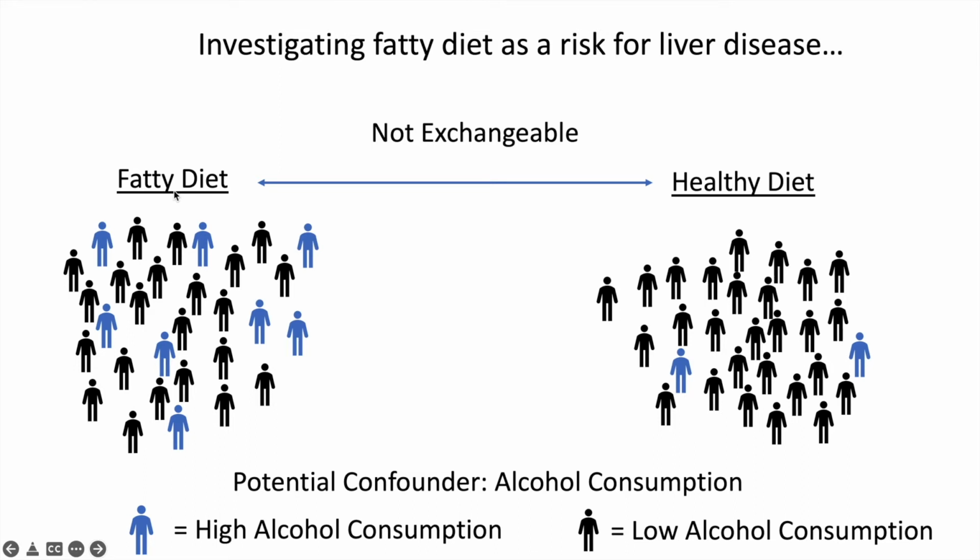And that brings me to this idea of exchangeability, where in order to really isolate the relationship between fatty diet and healthy diet, we want our two groups to be the same in every way except for their diet. And we can see here that that's not the case, because not only do they differ by diet, but they also differ by alcohol consumption. So if we were to switch the fatty diet and the healthy diet group, that would lead to very different conclusions. And that's the idea of exchangeability of the two groups.